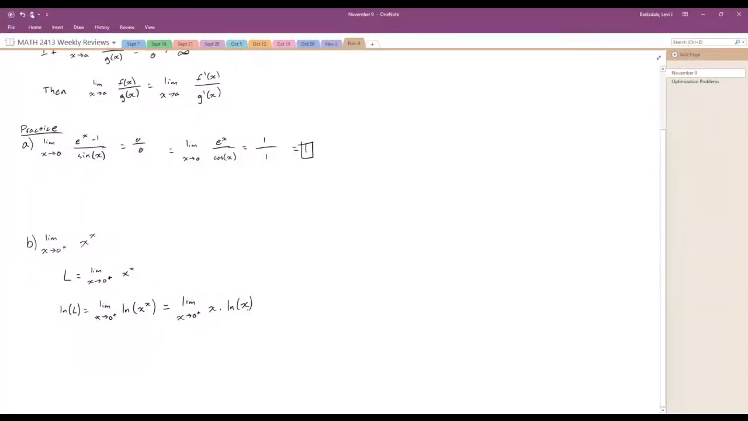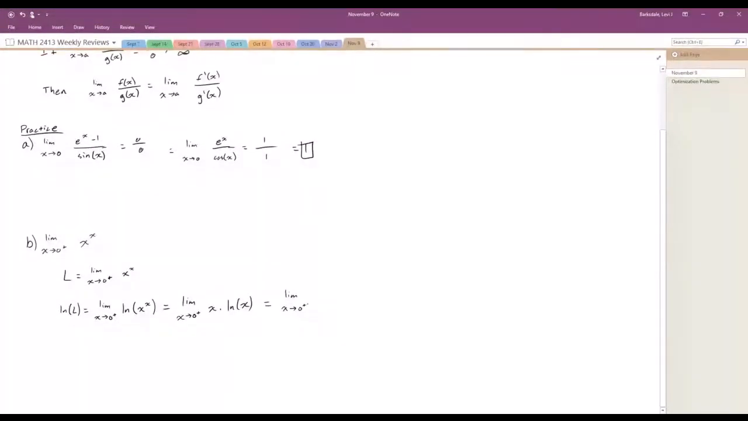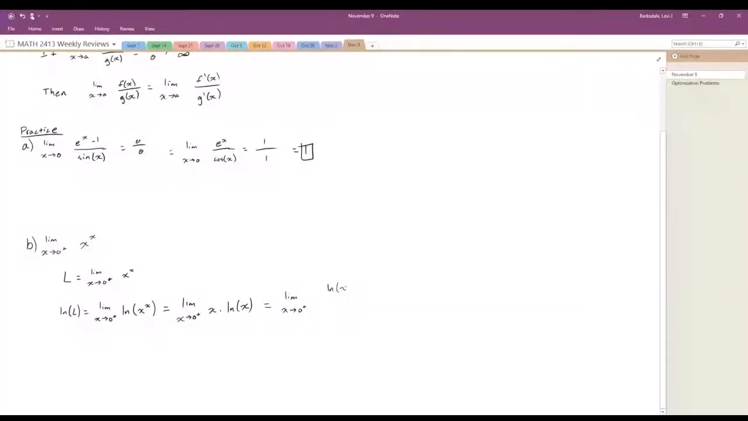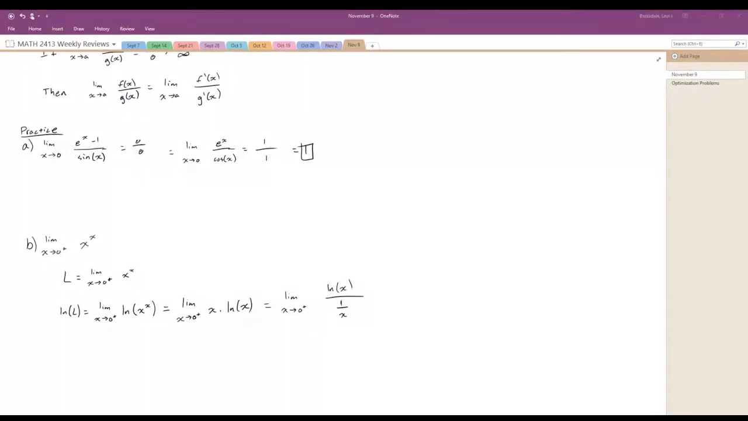Now, we're still getting an indeterminate form here, but it's not quite in the form that we can use L'Hopital's for. We need it in the fractional form of f of x over g of x. So I'm going to rewrite this by moving my x to the denominator, like so. Well, now when I plug in 0, I get the natural log of 0 from the right is negative infinity, over 1 over 0 is positive infinity. This is still an indeterminate form. So I can apply L'Hopital's here.